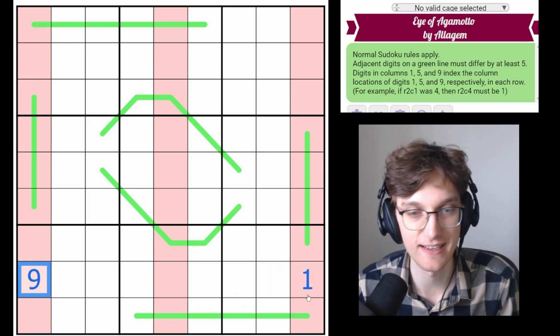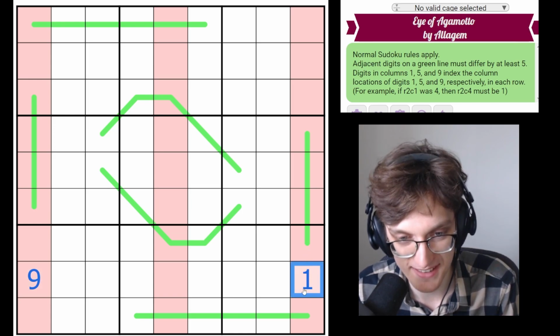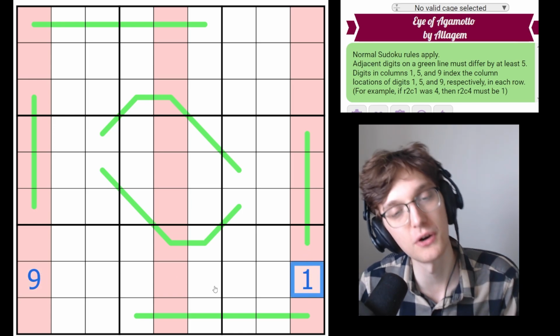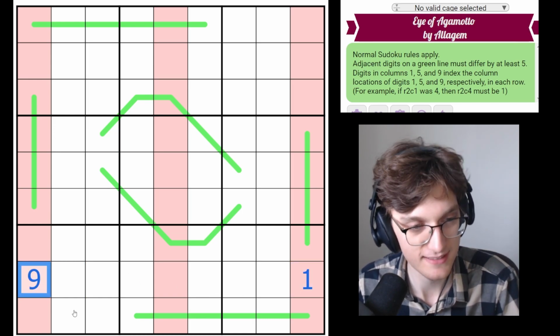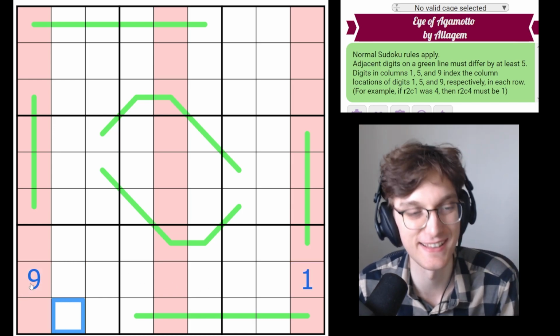This is saying that the 9 is in the 9th column, and this is saying that the 1 is in the... Oh, no. Oh, okay, wait a second. What is this saying? Oh, yeah, this is saying that the 9 is here. Yeah, okay. So this is allowed.